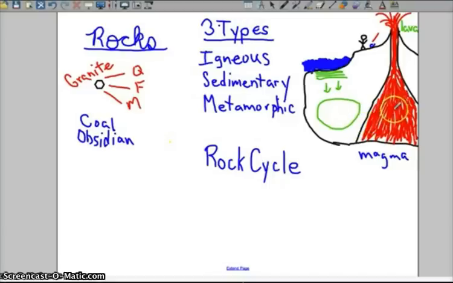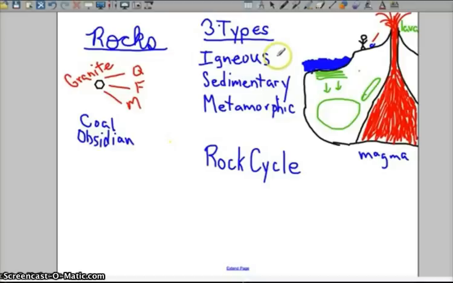Sometimes you can get magma here. This layer that's around the magma will get a little bit warmer than layers that are nowhere near the magma. So you could actually have the heat from this magma change some of the rock in the vicinity to metamorphic rock also.